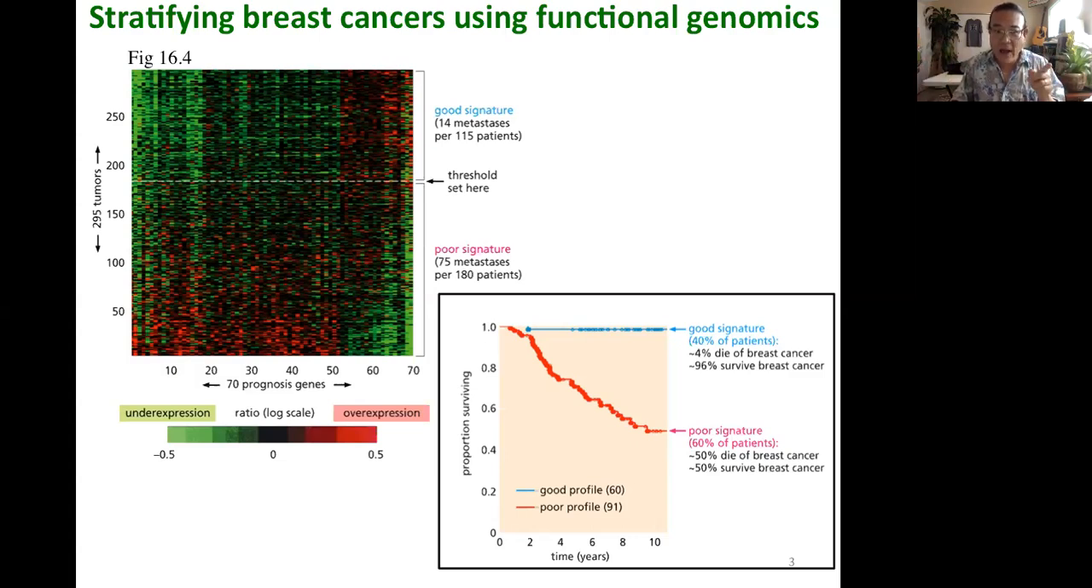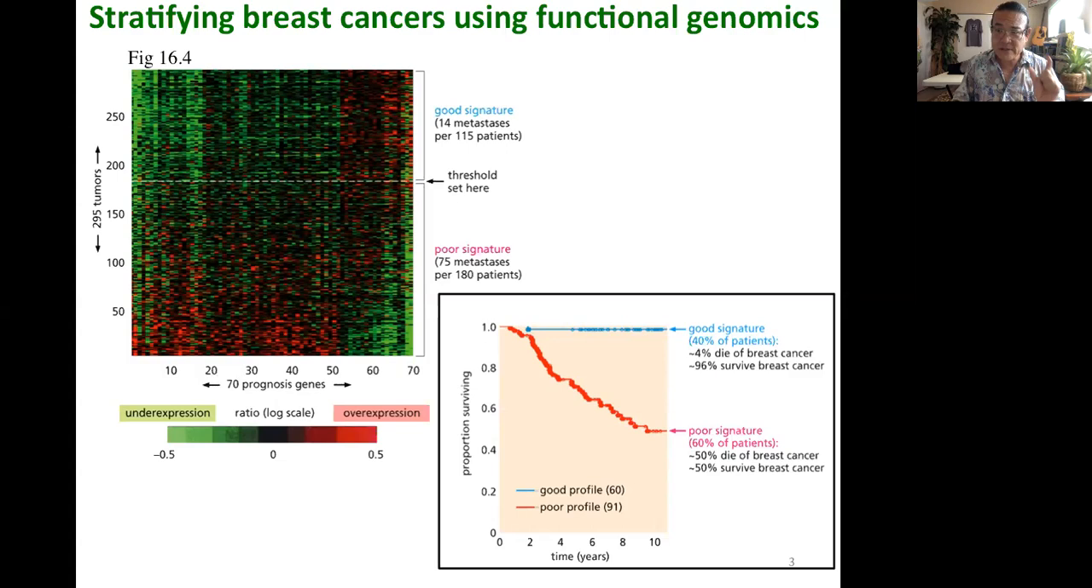So on the y-axis is 295 tumors. That means each row going across is one tumor. If you look very closely, each row going across is made up of tiny little rectangles. If you count across, you'd find that there are 70 rectangles. What those represent is 70 different genes that are being evaluated in each of these tumors.